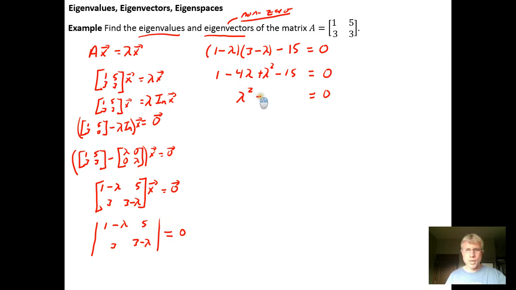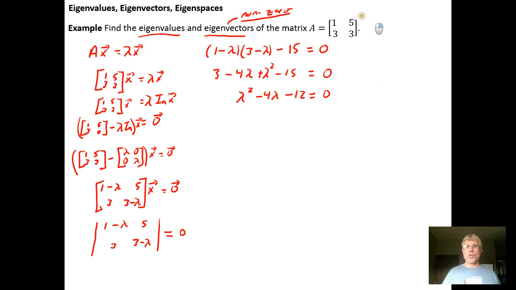Let's see, minus 4 lambda here, and then 1 minus 15. Why did I have a 1 there? 1 times 3 is 3, because I can't multiply. 1 times 3 is 3, you fool. And we're going to get 3 minus 15 is minus 12. So notice we have a polynomial in lambda. Lambda squared minus 4 lambda minus 12 is a quadratic.